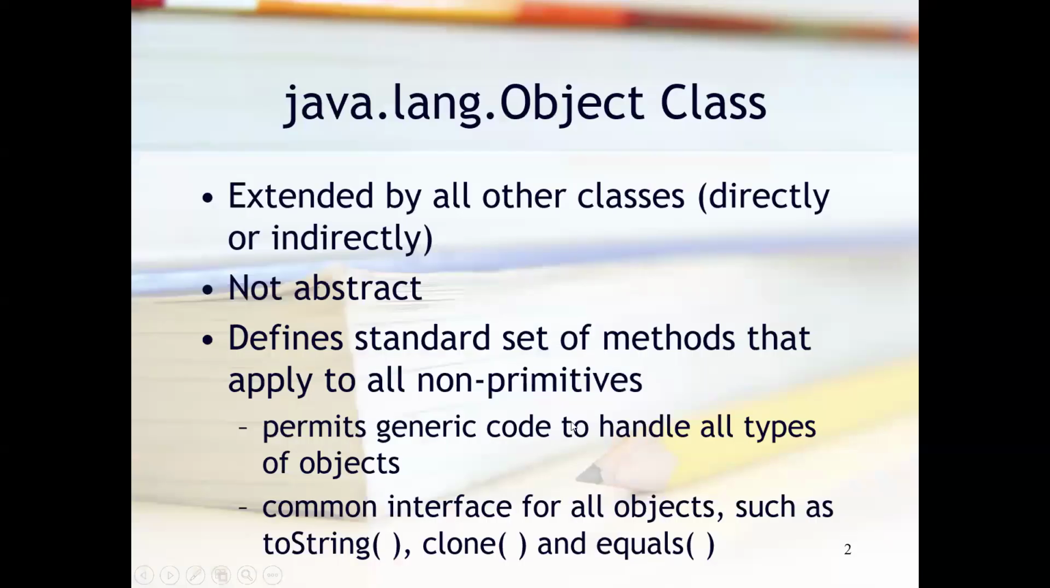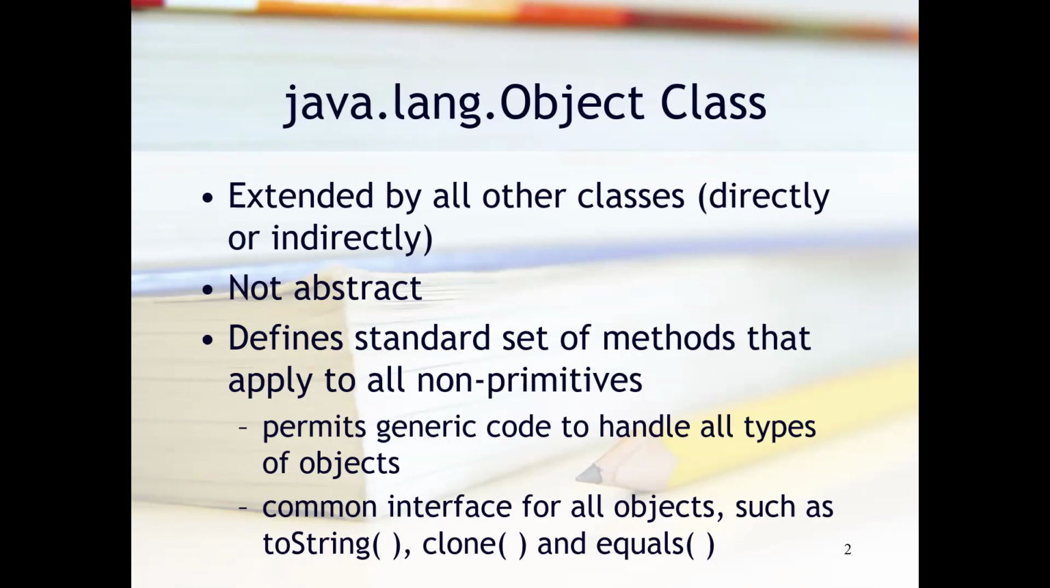Right. So we have discussed up to now about the object class. Under the object class, that is a superclass in Java that is extended by all other classes directly or indirectly. It has defined some standard set of methods which apply to all non-primitives and which permits generic code to handle all types of objects. And it has some common methods like toString, equals, clone, hashCode, notify, likewise.